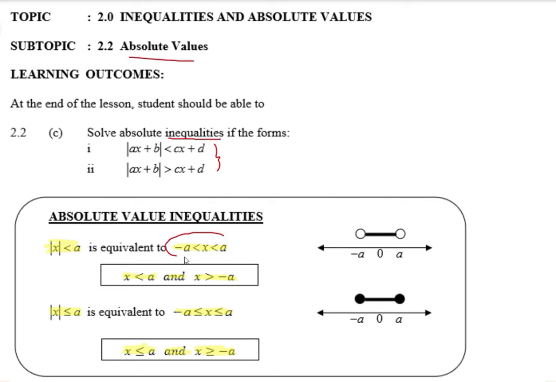Okay, so the first definition, when you say that x is between negative a and a, that means x is here, right between negative a and a. So you can go anywhere between negative a and a.